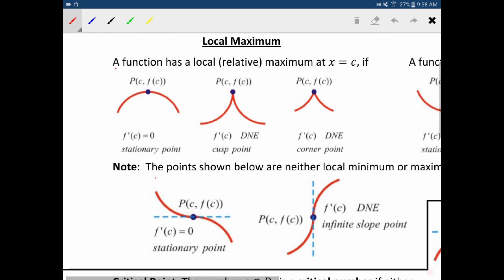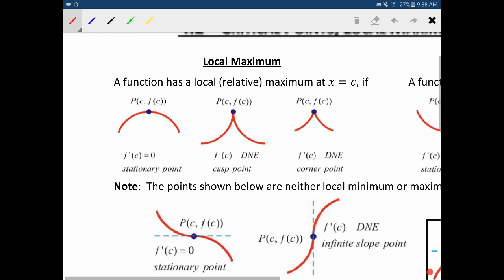To have a local maximum, we have discussed this in other units, but if a function has a local or relative maximum at any value of x equal to c, it will look like this. It will be either what we call a stationary point, which is just your standard turning point, where it gets to the point where the slope becomes zero, right? Alternatively, we can have a cusp point or a corner point.